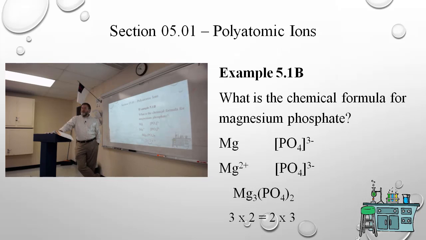2. There are 2 phosphorus. How do I know? Well, each phosphate has 1, and I have 2 of them. And 2 times 1 is 2.